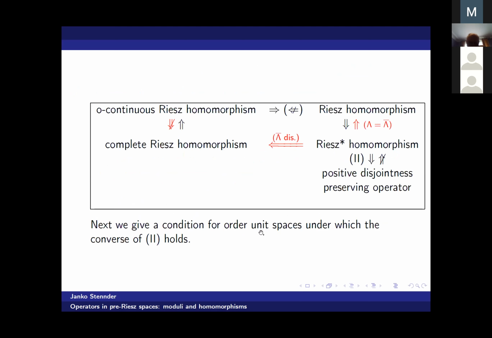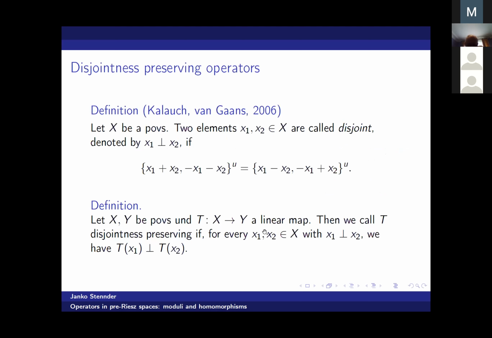So we get the following picture. We have that a Riesz star homomorphism is a Riesz homomorphism under the condition that the lambda is closed, and every Riesz star homomorphism is a complete Riesz homomorphism if lambda bar is discrete. So the last implication which is open for our investigation is whether, or under which condition, every positive disjointness preserving operator is a Riesz star homomorphism. And for that, I want to remind you of the definition of disjointness in partially ordered vector spaces.